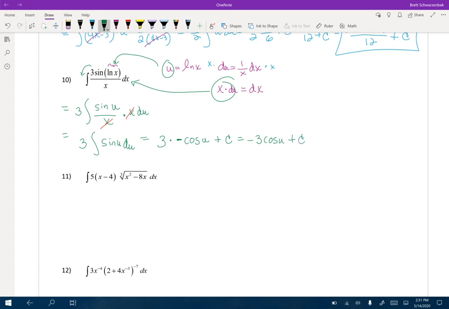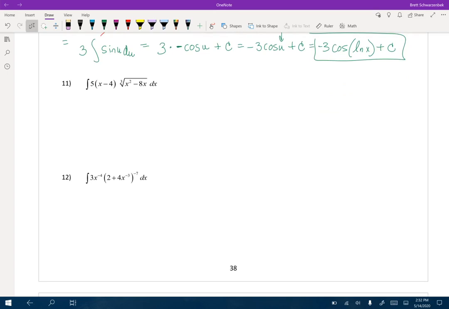And the only thing left to do is to take our natural log of x, throw it back into our equation, and get negative 3 cosine of the natural log of x plus c. So this is our antiderivative.